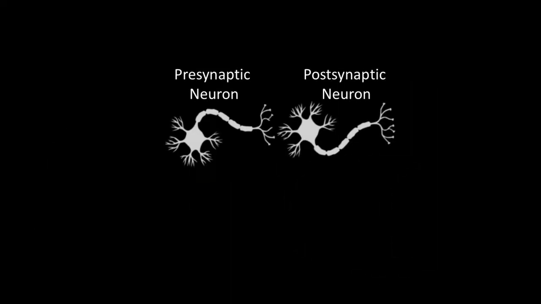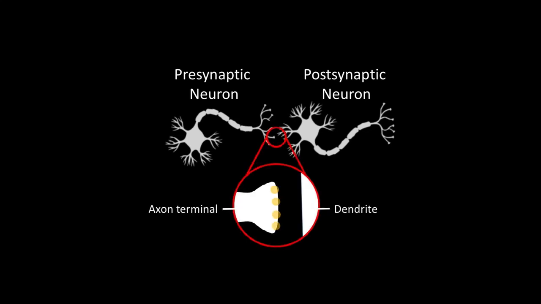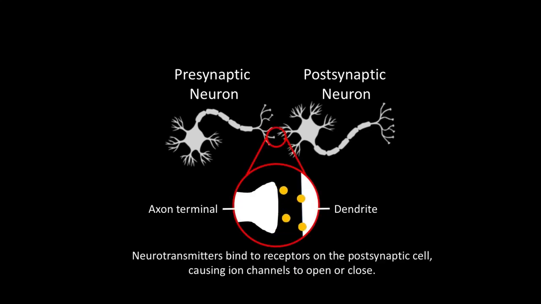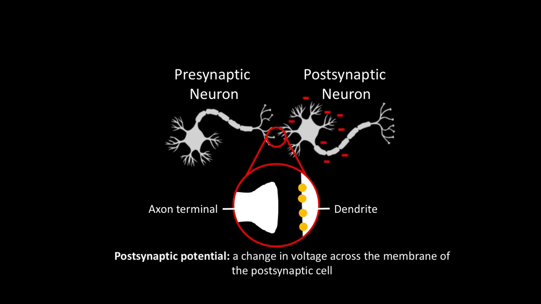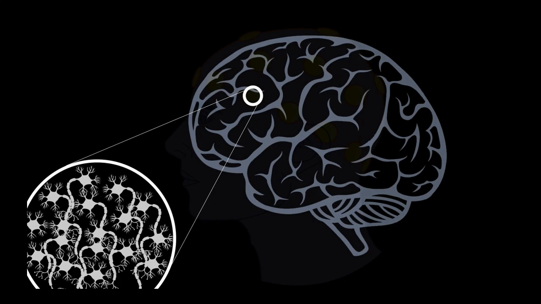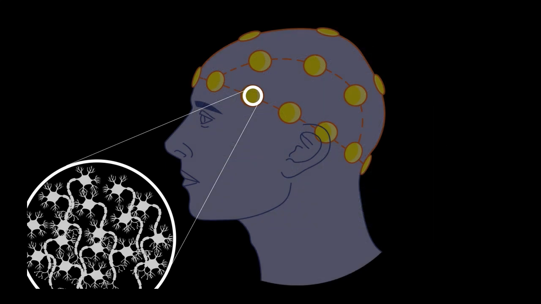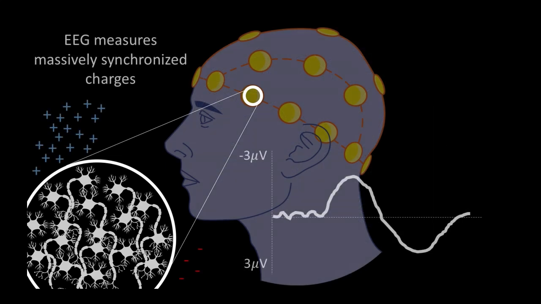Individual neurons undergo changes in membrane potentials in order to pass chemical signals between one another by way of neurotransmitters. When neurotransmitters are released from the presynaptic cell and bind to receptors on the postsynaptic cell, this causes ion channels to open or close. The resulting change in voltage across the membrane of the postsynaptic cell is called a postsynaptic potential. Under conditions of mass synchronization across a population of neurons, it is possible to record the summation of postsynaptic potentials at the scalp using EEG electrodes.